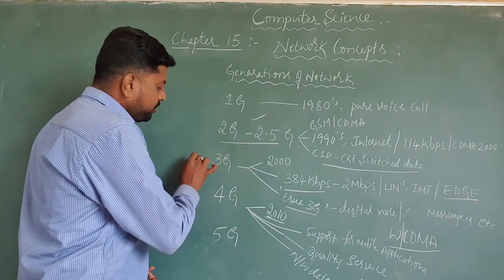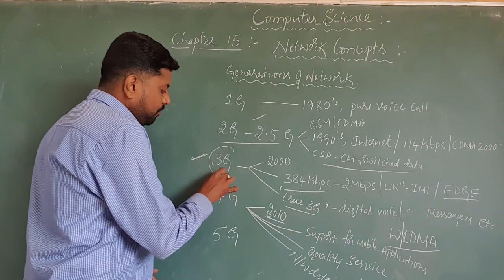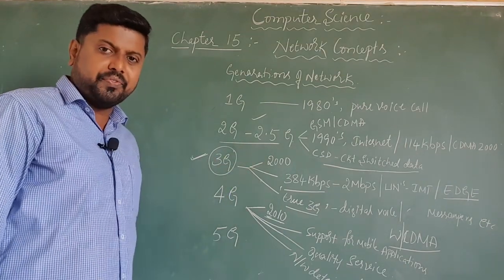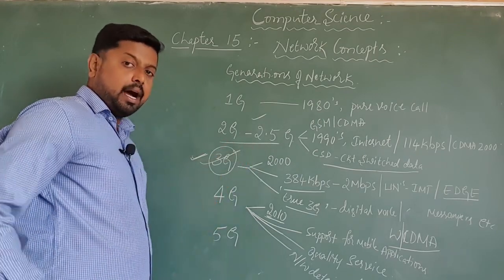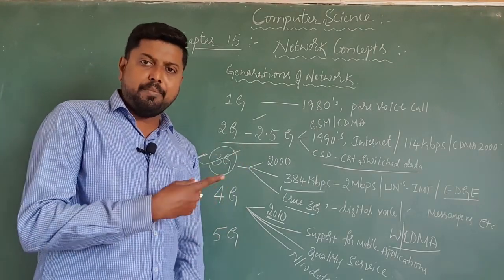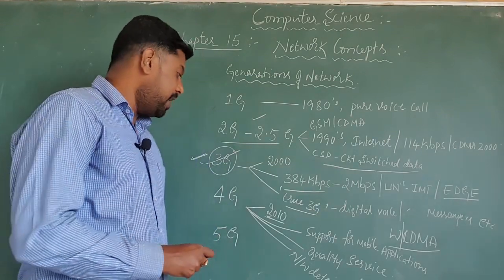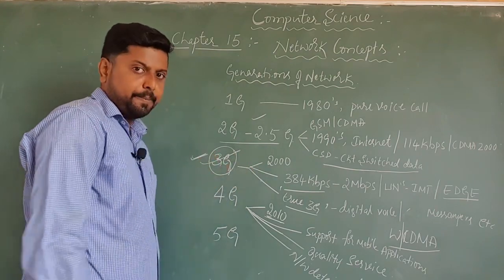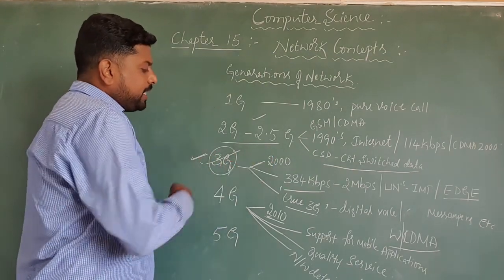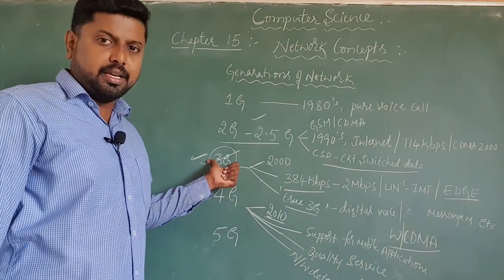Then after 2G, we come to one more very important generation of the network, and from this generation revolutionary apps came, and many changes in applications also happened. That is what we call 3G or the third generation. Around the year 2000, this technology was introduced.